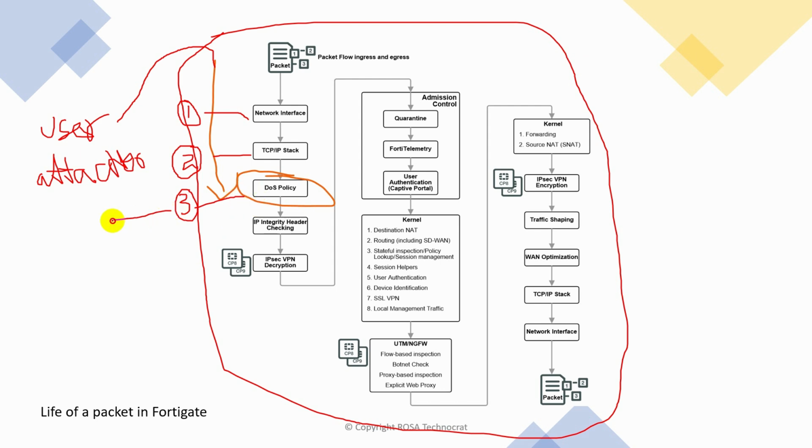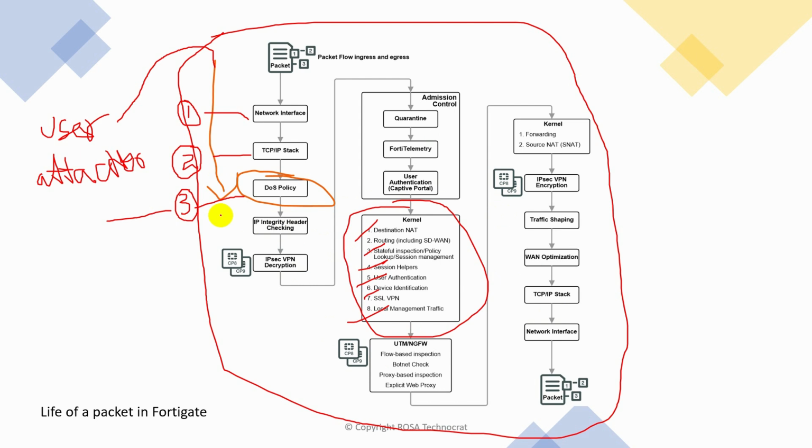If we are dropping any traffic at this level, at the DoS policy itself, it does not go through any further checks. It is not checked by any firewall policies, stateful inspection, destination NAT, routing, or helpers. So nothing is checked. What the DoS policy does is drop the traffic before it gets processed by any other module.